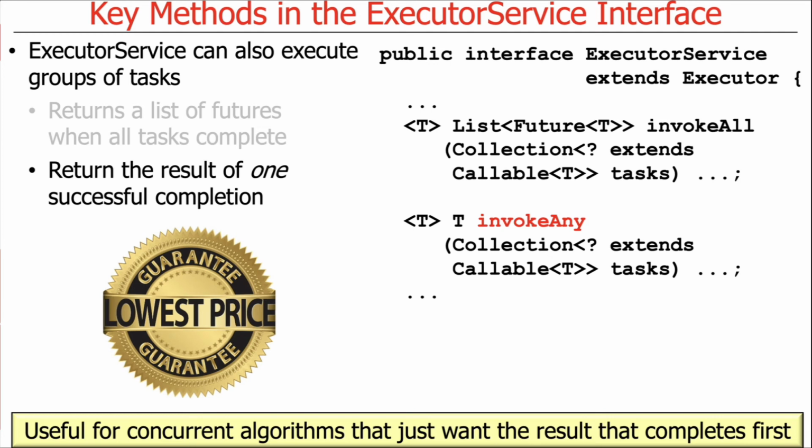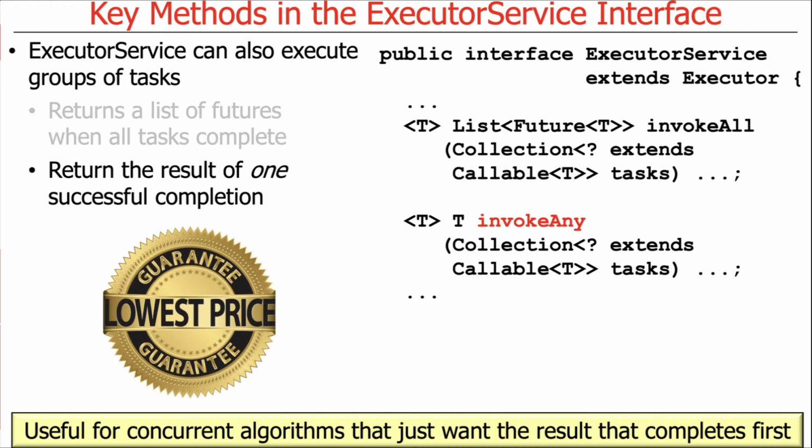InvokeAny, in contrast, returns the result of one successful completion. And obviously, it's going to be the one that finishes first, right? So this is useful for concurrent algorithms that just want the result that completes first. Let's say you're going to go search a bunch of repositories looking for the answer to something. Or you're going to compute which of these different chess moves will be the most likely to give you a good result. You don't want to wait for all of them. You just want to wait for whichever one finishes first, assuming you're playing that kind of chess.